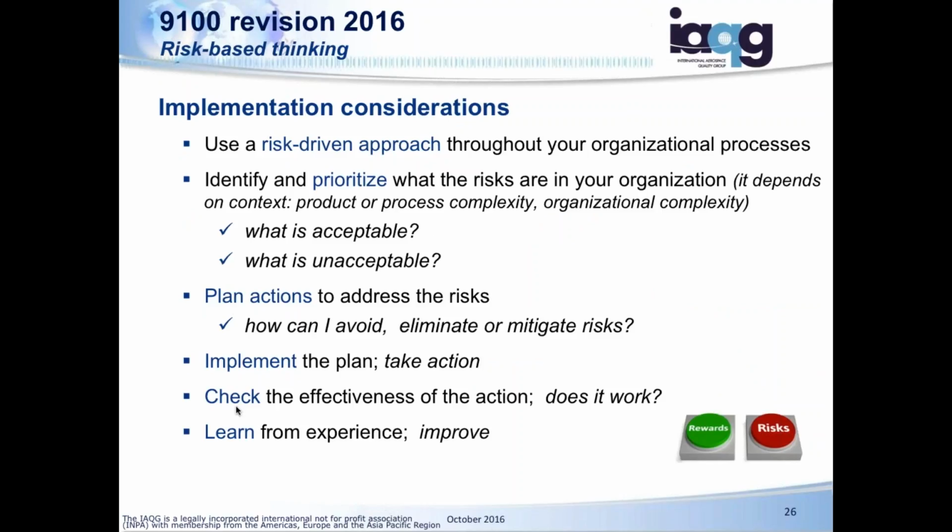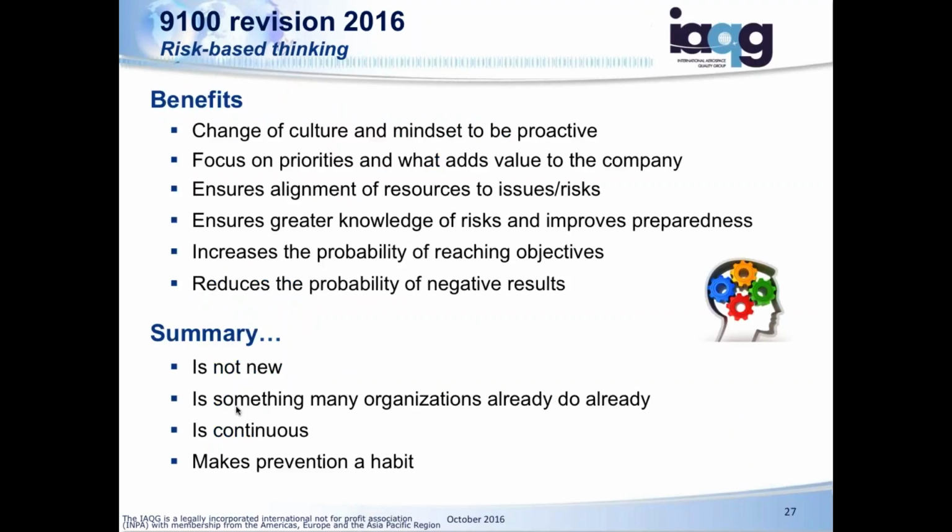So implementation considerations: use a risk-based approach. As we talked about before, it's very focused in, categorized within the planning area of the standard. So when doing planning, specifically look at what the risk is, but really risk should be part of the whole quality management system. So identify and prioritize what the risks are, what's acceptable, what's not acceptable, how am I going to address this, implement the action, check to see was I effective, and then learn.